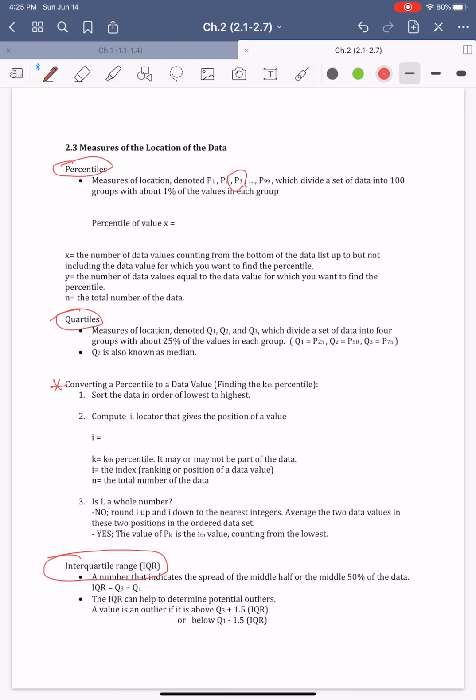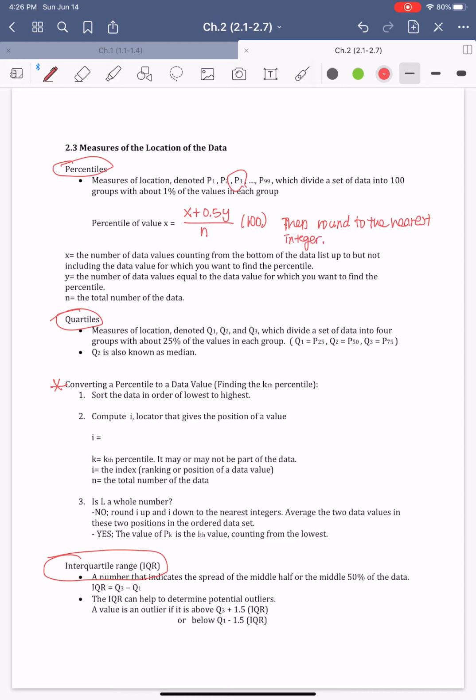The formula for finding the percentile of a value X is: X plus 0.5 times Y, over sample size N, times 100. Now multiplying by 100 will make this number into a percentage value. Then we are going to round to the nearest integer.